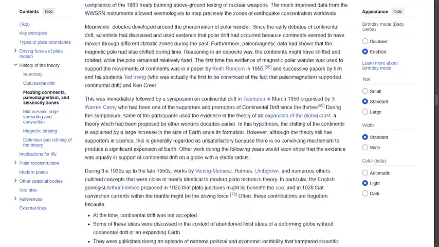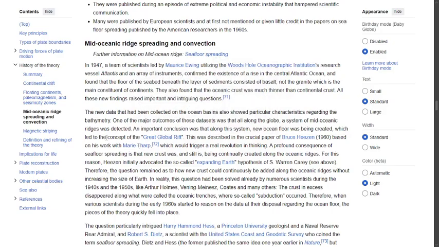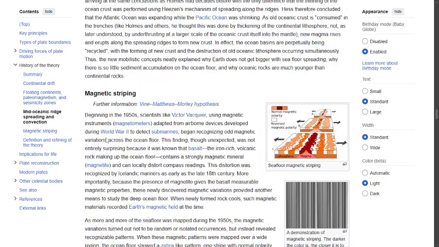And then this goes into even more detail regarding other things. But I think that summary does me pretty well. I do want to read about magnetic striping, though, because I don't remember how it works.